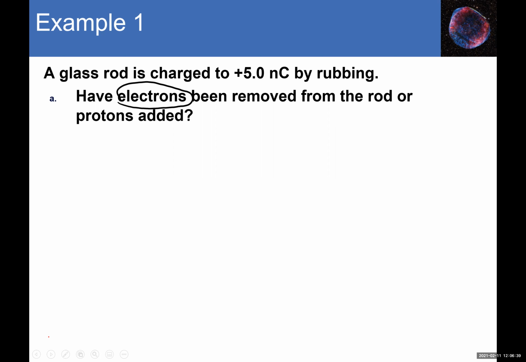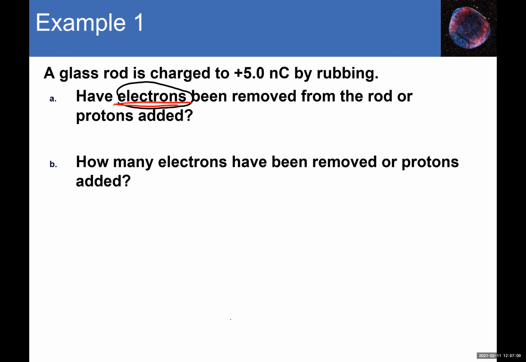Protons are bound to one another by the strong nuclear force, which is a much stronger force, and it's very difficult to remove the protons. So generally we can assume it's always the electrons, especially the ones further from the nucleus, that move from one object to another, and those are responsible for charging the objects. All right, that means the electrons are the ones moving from one object to another.